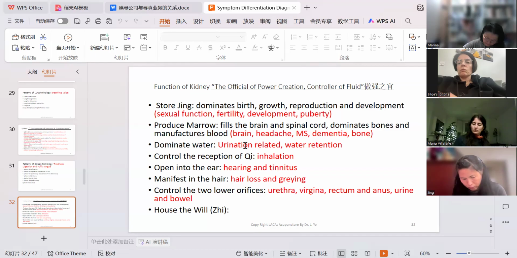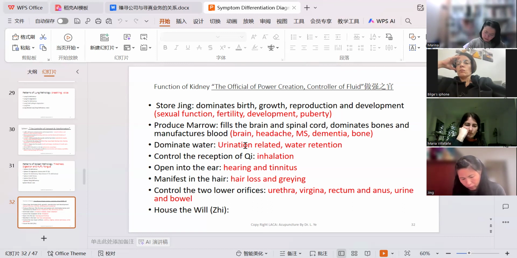And kidney dominates water, so urination related, water retention related, especially the lower half of the body, from the waist down. If there's anything particularly on both sides, you have swellings, you have issues with water, that could be an indicator of the kidney or the spleen as well. Yeah, spleen also, because spleen is the middle jiao.